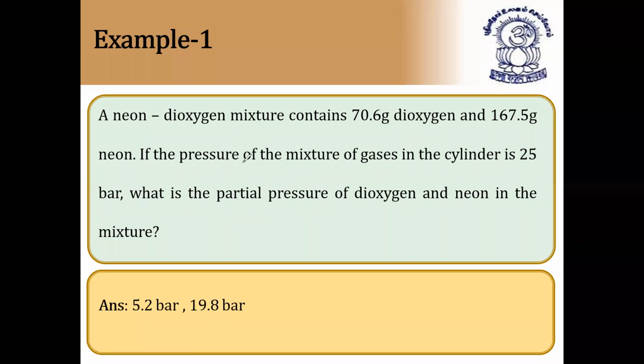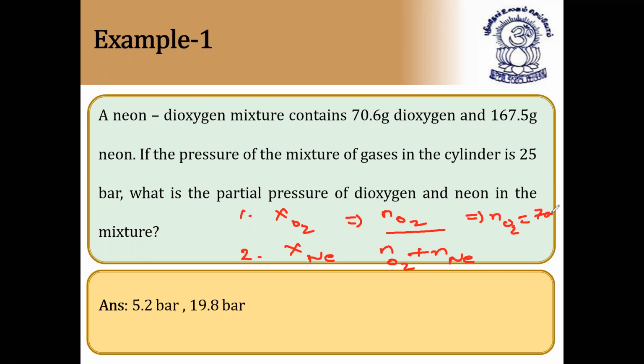So here we have to calculate, first step. Again I'm writing here. First we have to calculate mole fraction of oxygen. Second we have to calculate mole fraction of neon. How to calculate mole fraction of oxygen? Number of moles of oxygen by number of moles of oxygen plus number of moles of neon. And how to find number of moles of oxygen? Number of moles of oxygen is equal to weight of oxygen, that is 70.6, divided by 32, because molecular weight of oxygen is 32.